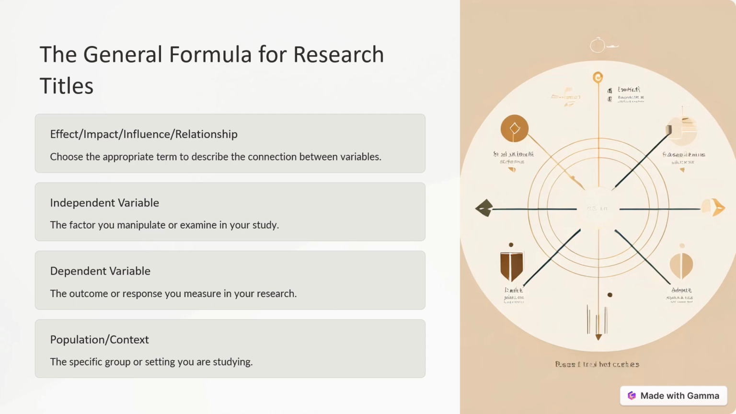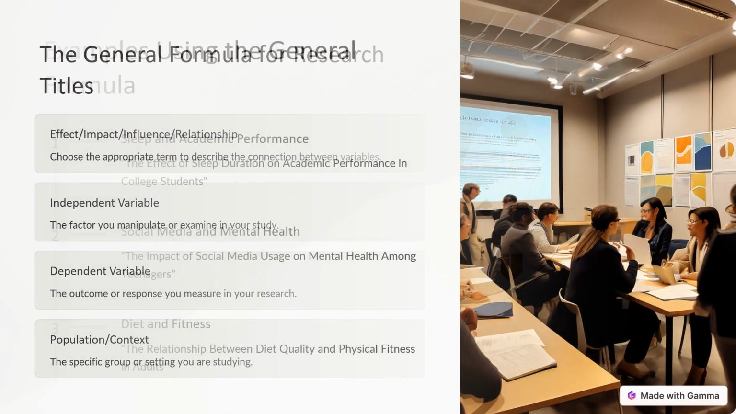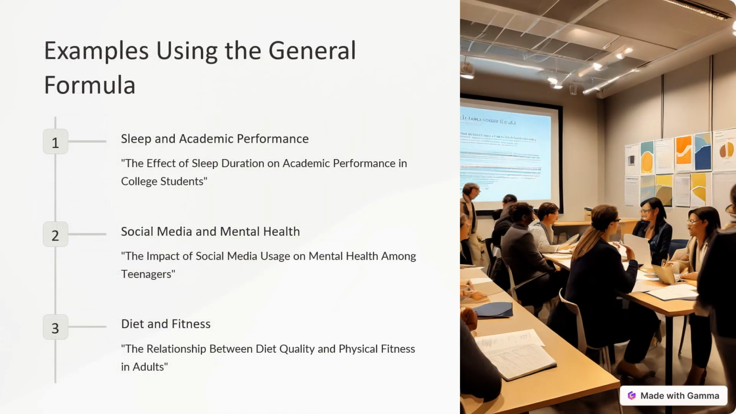Impact of social media on mental health. Title: The impact of social media usage on mental health among teenagers. Relationship between diet and fitness. Title: The relationship between diet quality and physical fitness in adults. Specific formulas based on research focus. Experimental study. Formula: The effect/impact of intervention/treatment on outcome/response in population.